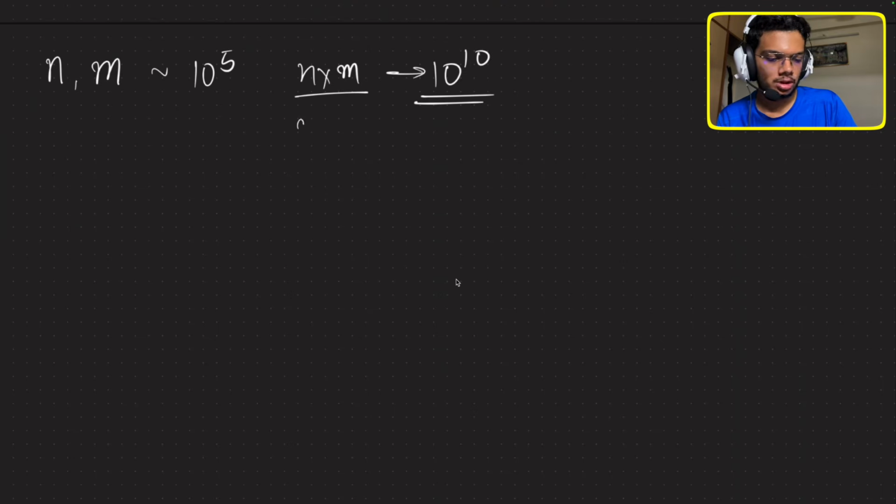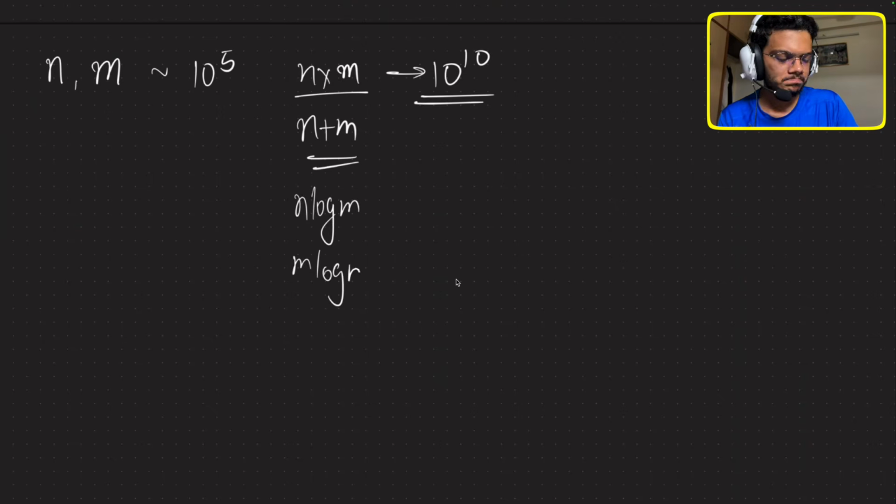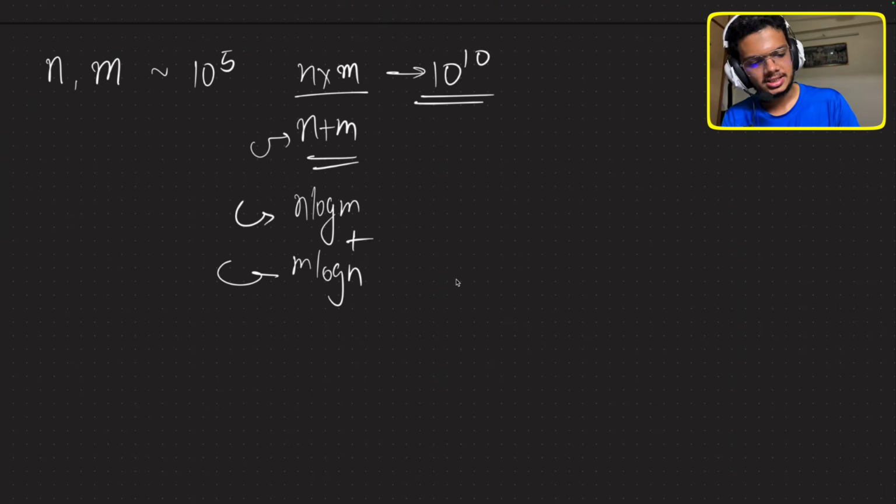Maybe you can do n plus m. If you do n plus m, it's going to cost you 10 power 5 plus 10 power 5, which is in the order of 10 power 5 only. But you can do n log m as well, right? You can also do m log n, and so on. Basically you can do something linear, or append a logarithmic factor, or maybe add both of them, n log m plus m log n. And you cannot do n into m, or n square into m square, and so on. So these are the time complexities that we're looking for.